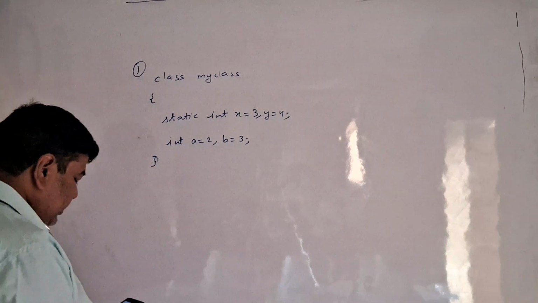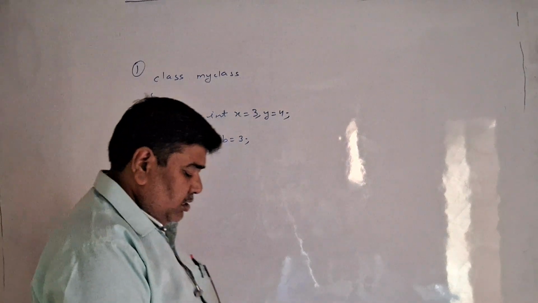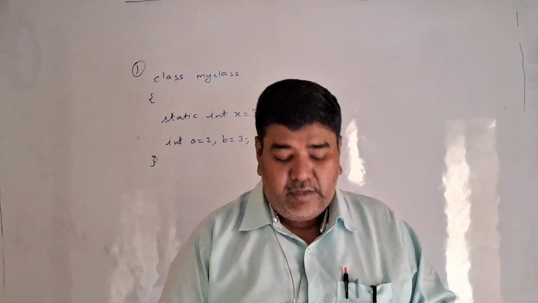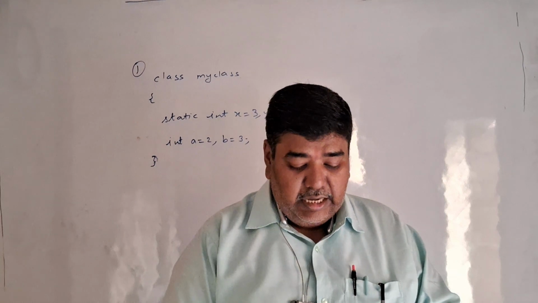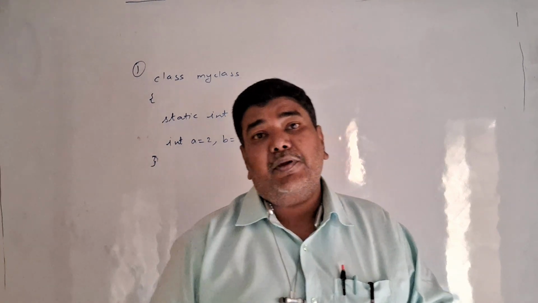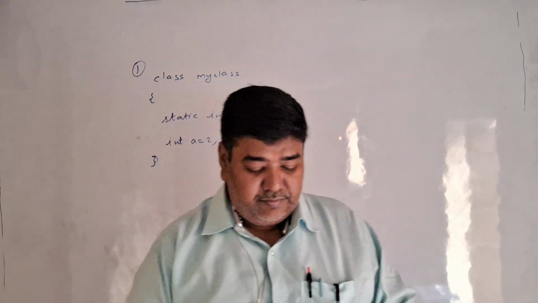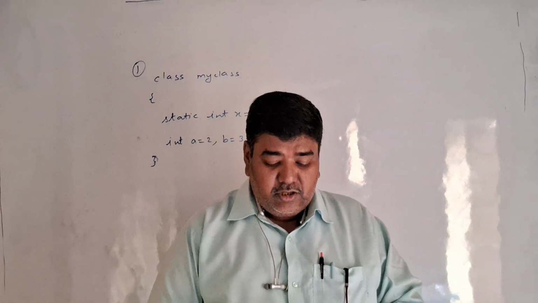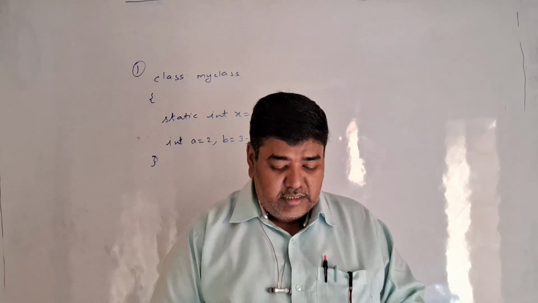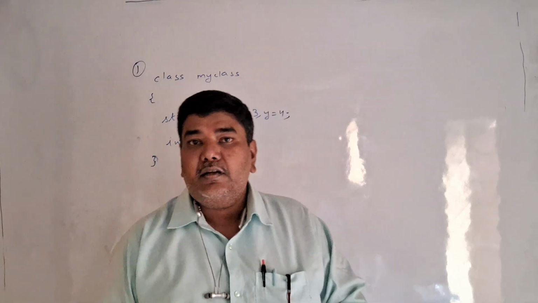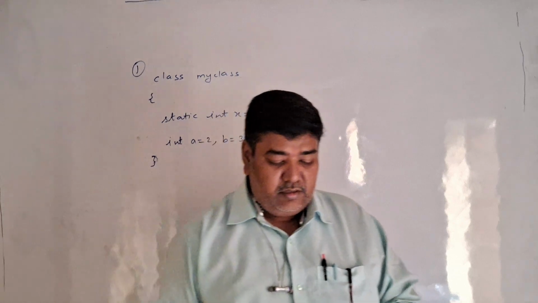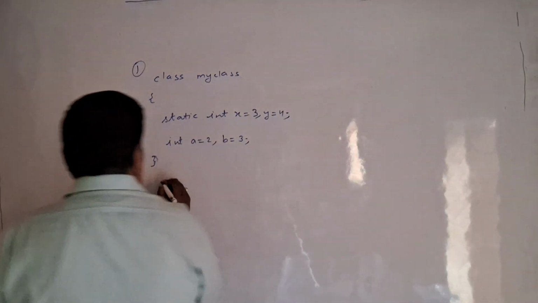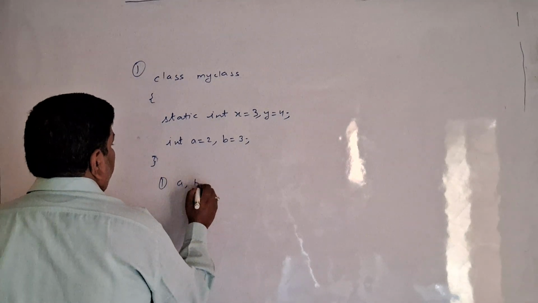Now what all you have to answer, children? Name the variables for which each object of the class will have its own distinct copy. Distinct copy means separate values. So what will be that variable? Non-static variable, children. Answer for one will be A and B.